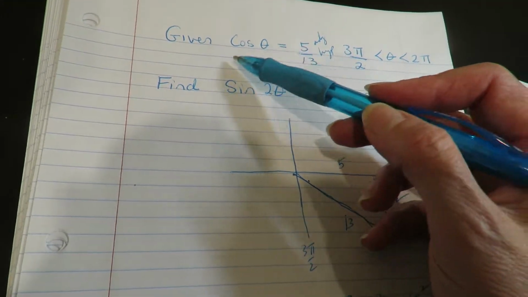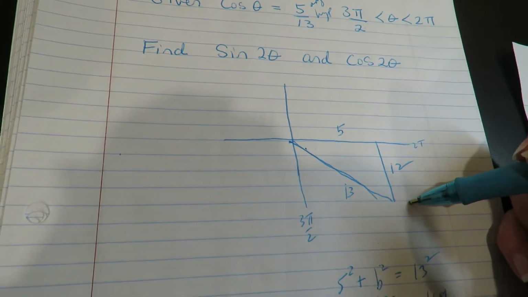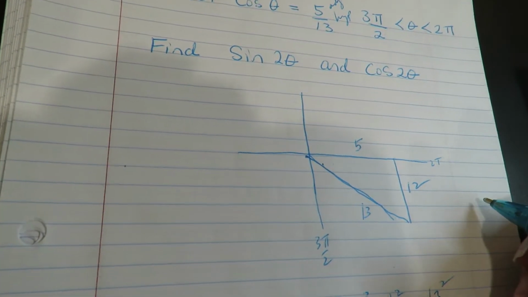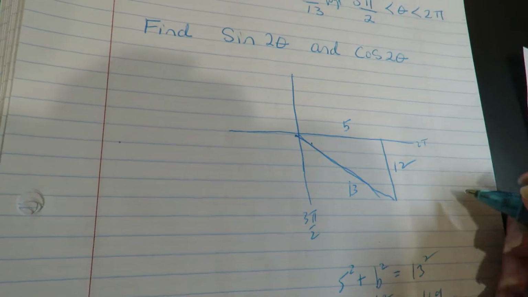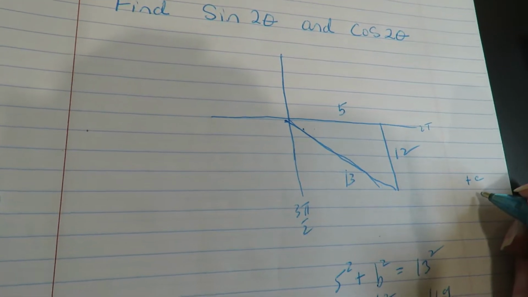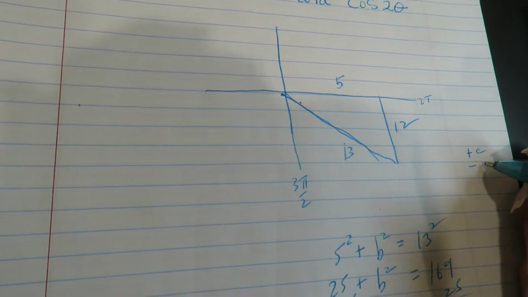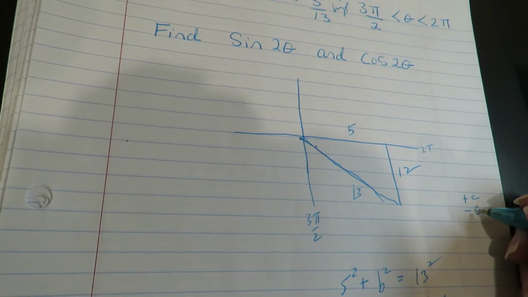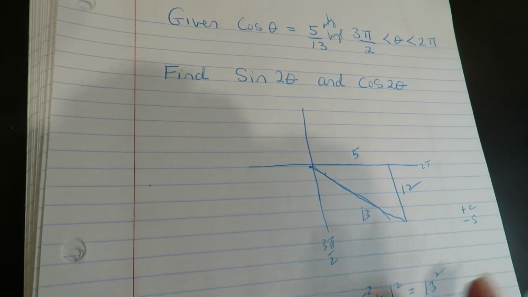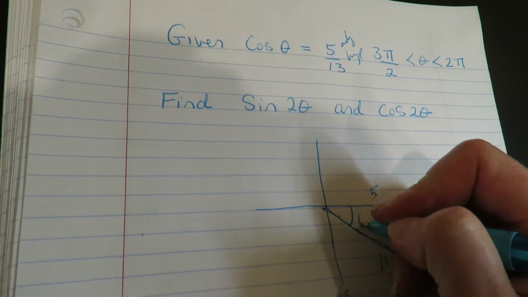Now, let me point out that the cosine in quadrant 4 is positive, right? The output for the cosine is positive, but down here in quadrant 4, the sine is negative. So just watch that when you're filling in the information. All right, and then this is my angle.